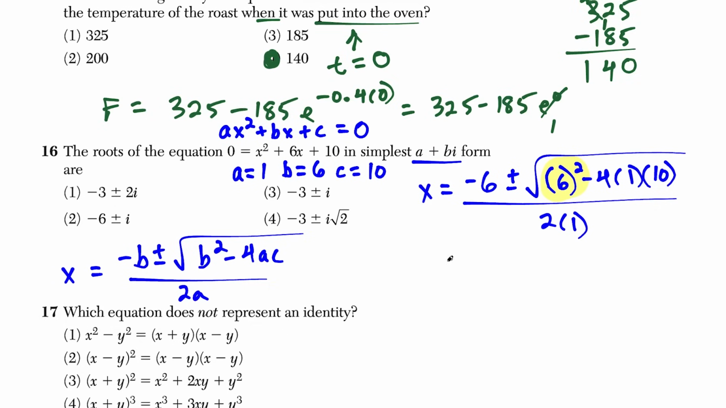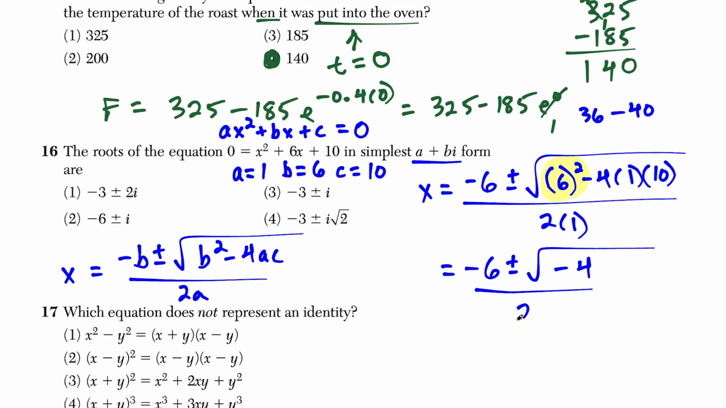So now from here, we could just simplify. We have negative 6, and then we have plus or minus, and on the inside here, we have 6 squared is 36, minus 4 times 1 times 10 is 40, and 36 minus 40 is negative 4. And we're dividing all of this by 2 times 1, which is 2.